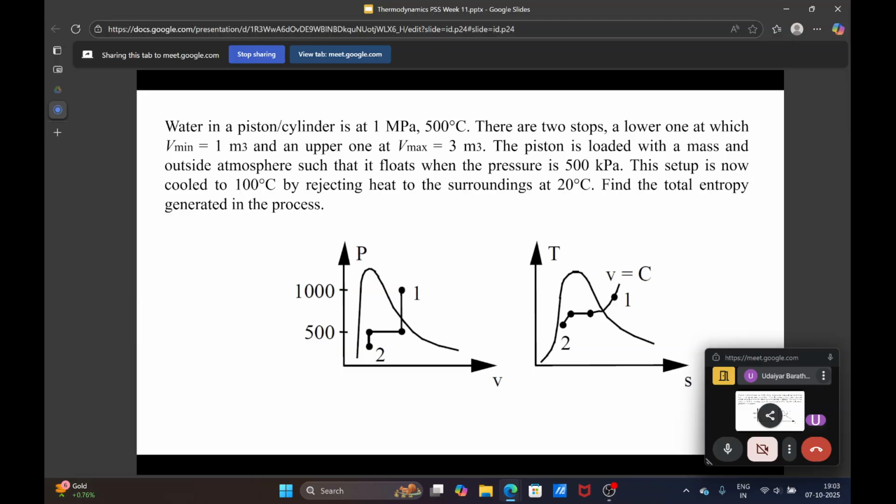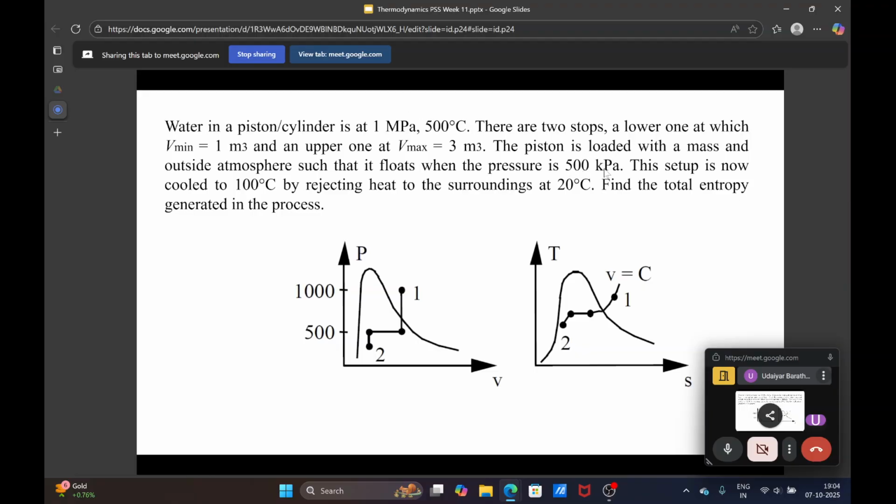So what is happening is initially the piston is at the maximum volume, 3 meter cube, and it has some higher pressure, which is at 1 megapascal and 500 degrees Celsius. At 500 kilopascal it will start moving. Now it is at 1 megapascal, so it will be at the topmost position of 3 meter cube, and it is at 500 degrees Celsius. So it will cool initially at constant volume until it reaches a pressure corresponding to 3 meter cube, and then the piston will start falling at a constant pressure of 500 kilopascal.